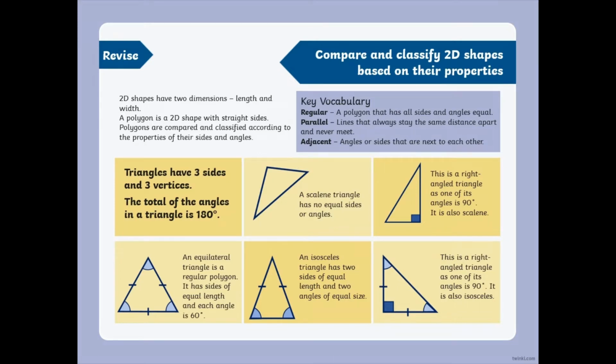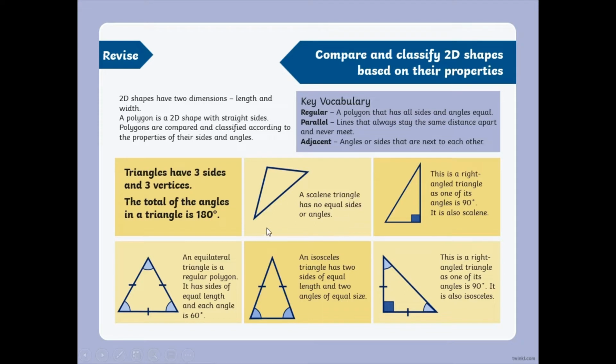Now let's look at triangles first, and again keep this vocabulary in your head. Polygon, 2D shape, regular, parallel, adjacent. Now triangles have 3 sides and 3 vertices. The total of the angles in a triangle is 180 degrees. What are vertices, or what's a vertex? Vertices are these points. They're basically where 2 lines meet.